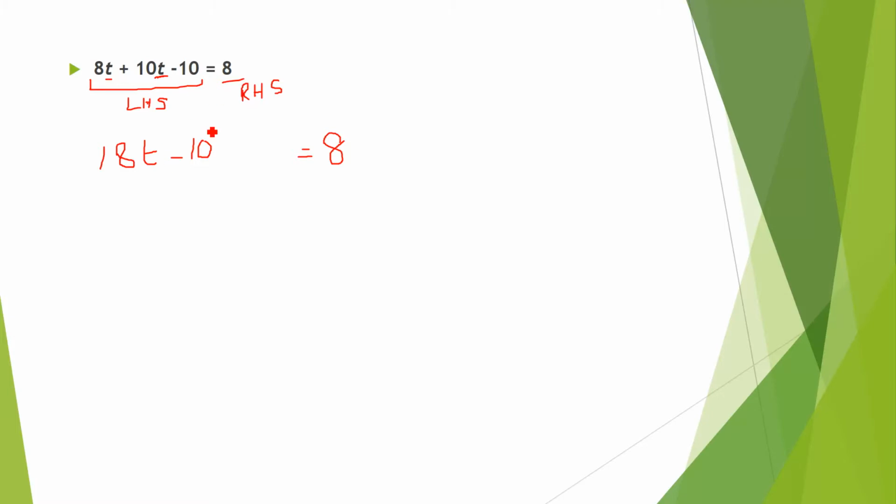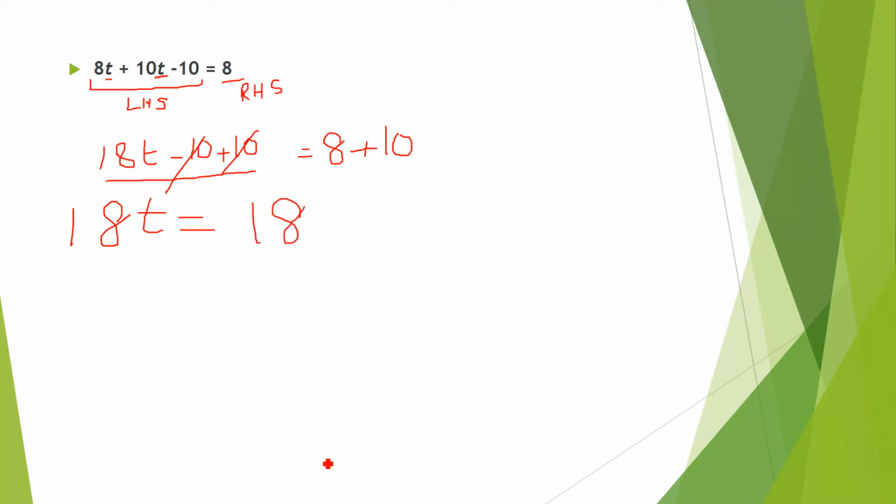First is negative 10. So how can we remove it? Just make the opposite, which is positive 10, because positive and negative cancel each other out. So you add positive 10 on the left side of the equation. The same thing you have to do on the right side of the equation as well. You cannot do it on only one side. On both sides you have to do the same operation, same sign. You cannot make it negative 10. We add positive 10 here, so we add positive 10 on the right side as well. These two will cancel out. We have only 18t on the left hand side, and we have 18 on the right hand side.